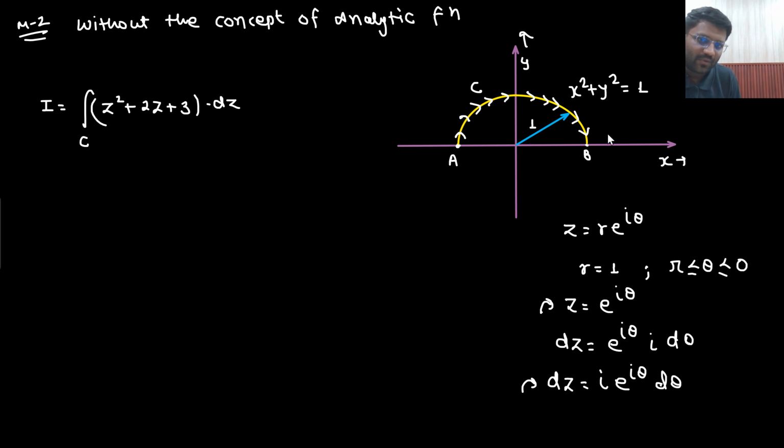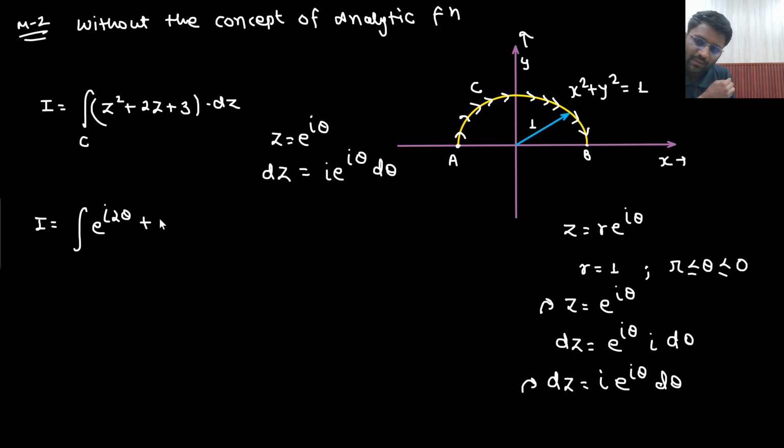Here I got to know that if I am moving on this curve C, my value of z is nothing but e to the power iota theta, because r is constant, and dz will come out to be iota e to the power iota theta d theta, because theta is varying. So your I would be, in place of z, what you need to put? e to the power iota theta. So this becomes e to the power iota 2 theta, plus 2 e to the power iota theta, plus 3. What is dz? dz will be iota e to the power iota theta d theta. Everything is coming in terms of theta only.